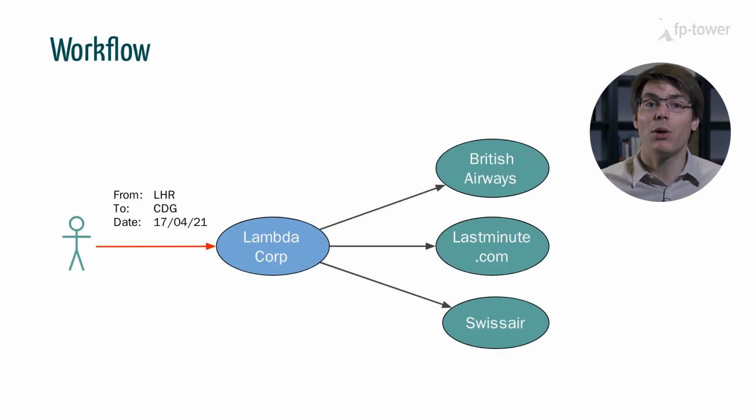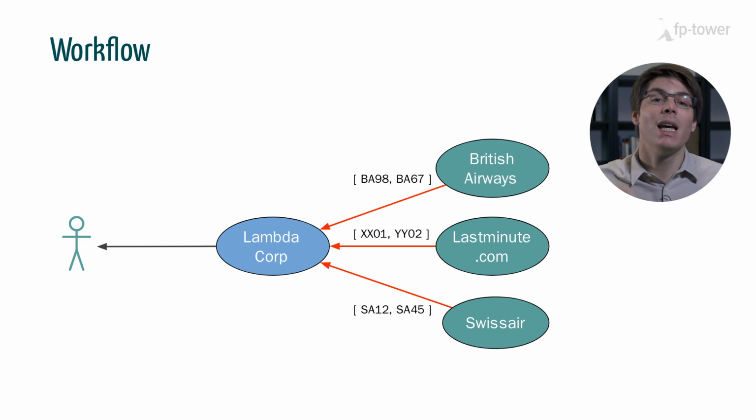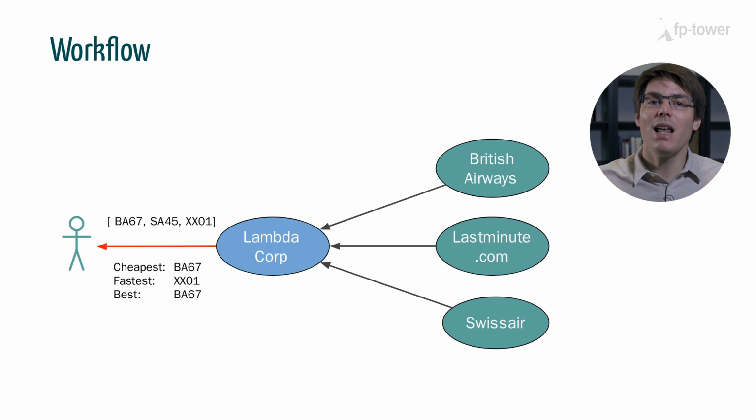The user sends a request to the Lambda Corp servers with 3 properties: the from and to airports and the date of travel. Then Lambda Corp forwards this request to several data providers, such as British Airways, lastminute.com, or Swissair. Each data provider returns with a list of flights, and then Lambda Corp aggregates all the results and computes some of the shortcuts we saw earlier, such as the cheapest, fastest, and best flights.